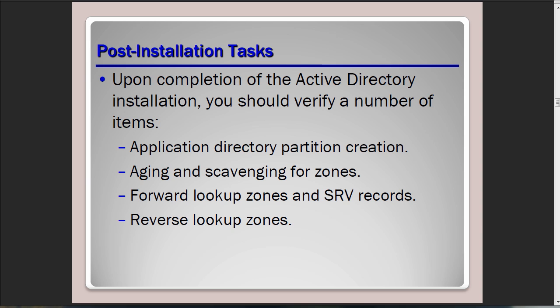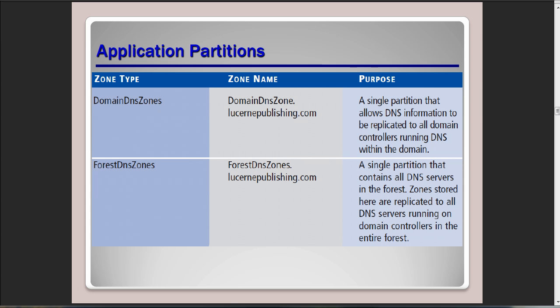So, post-installation tasks. Well, the application directory partition is created, along with aging and scavenging for zones. Remember, we want DNS to remain current. Forward lookup zones and service records for AD have initially been created, reverse lookup zones, etc. So with domain DNS zones, a single partition allows DNS information to be replicated to all domain controllers running DNS within the domain. Remember, we not only need domain controller redundancy, but we also need DNS redundancy. If we're doing DHCP, we want DHCP redundancy.